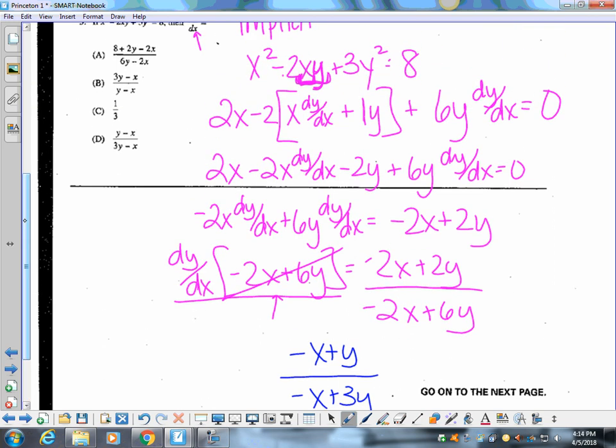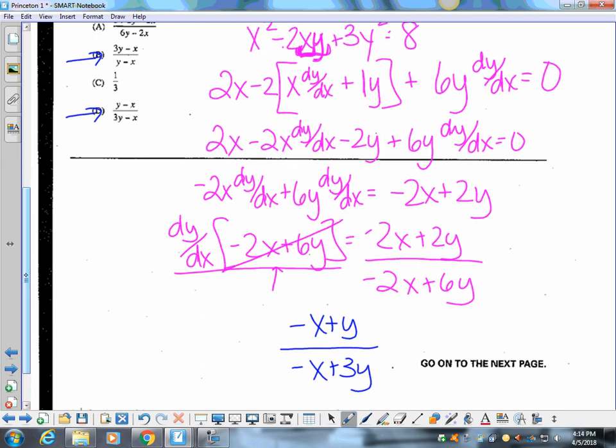Okay, I'm looking at B and D. B is flipped. D, y minus x, that's a positive y and a minus x, that's good. And a 3y minus x, 3y minus x, yep, he's good. Okay, so implicit differentiation. All right, now we're headed to number 10.